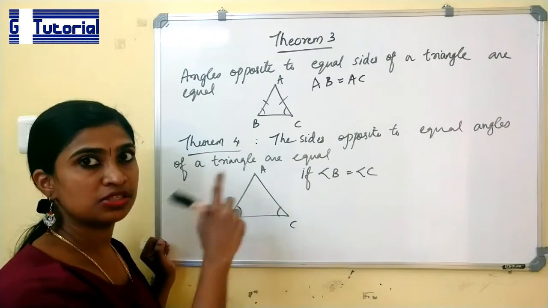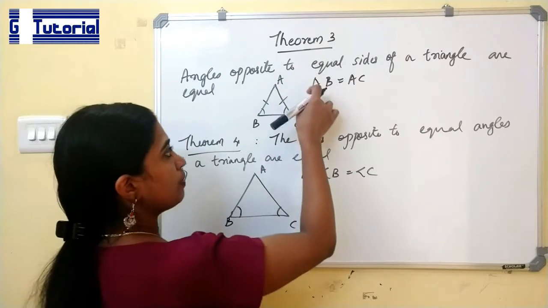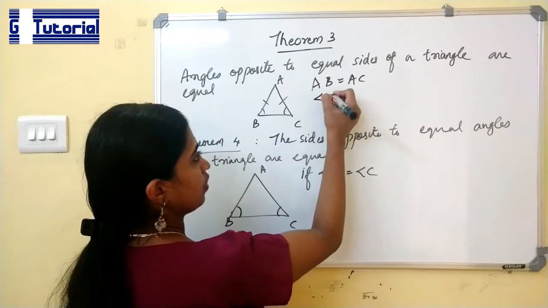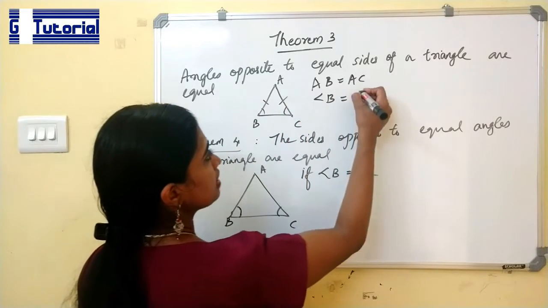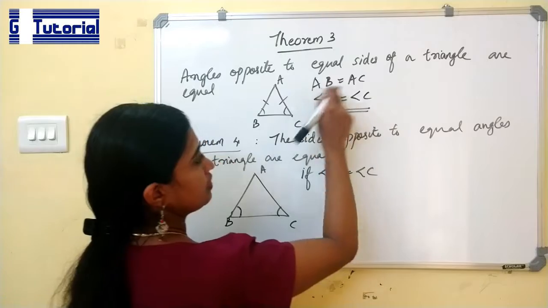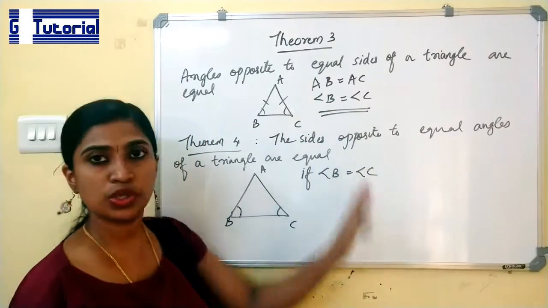We have seen this in the case of an isosceles triangle. This is an isosceles triangle. So the angle opposite to AC is angle B, and the angle opposite to AB is angle C. So angle B will be equal to angle C. If any two sides are equal, the angles opposite to those sides are also equal.